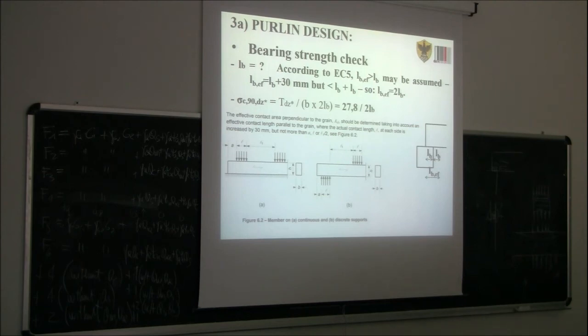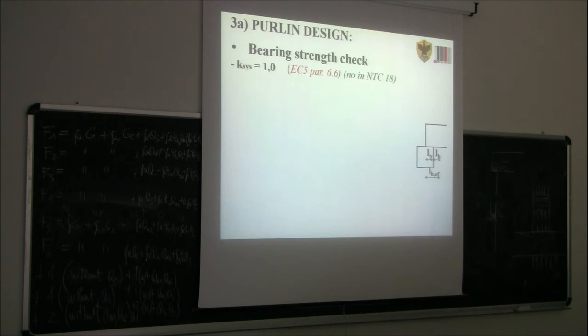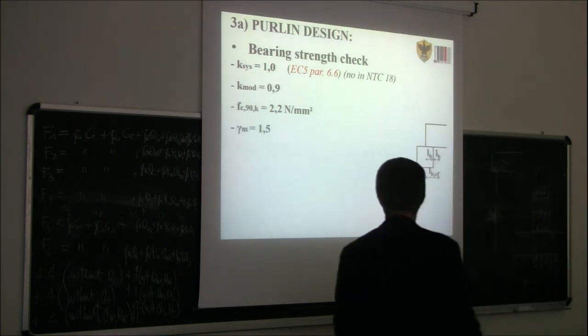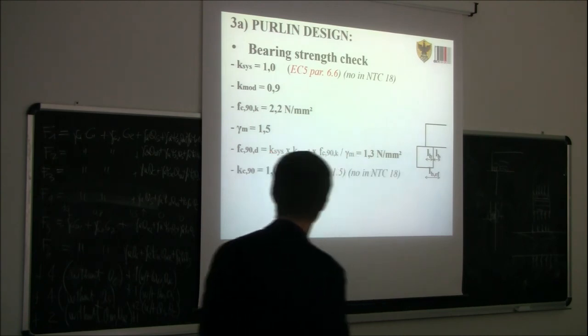So, in the end, we don't know yet what is the minimum value of the bearing length here. So we can consider LB as an unknown. We know Tdz asterisk, we know B. So in the end, you see you get that this shall be equal to 27.8 divided by twice LB. So Ks is equal to 1, Kmod is 0.9, fc90k is 2.2, this is the compressive strength of wood perpendicular to the grain. Gamma M is 1.5. So in the end, fc90d becomes 1.3 Newton per square millimeter.